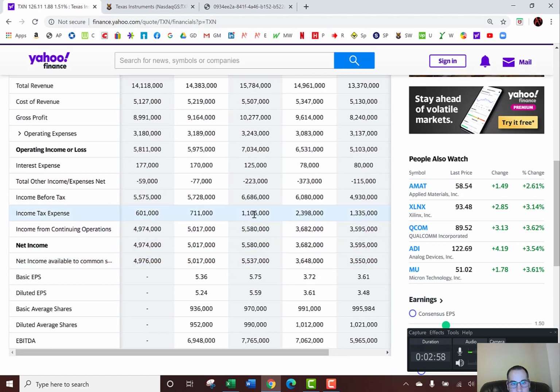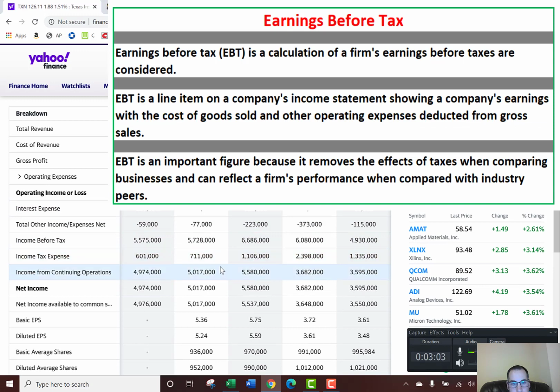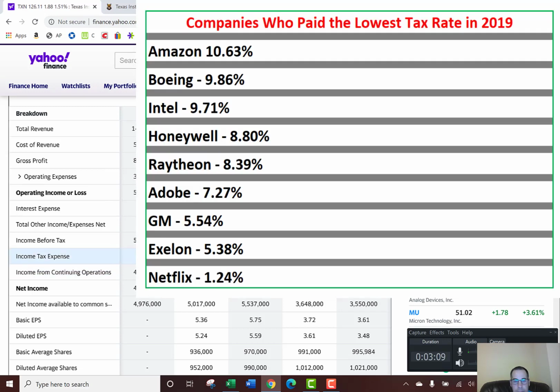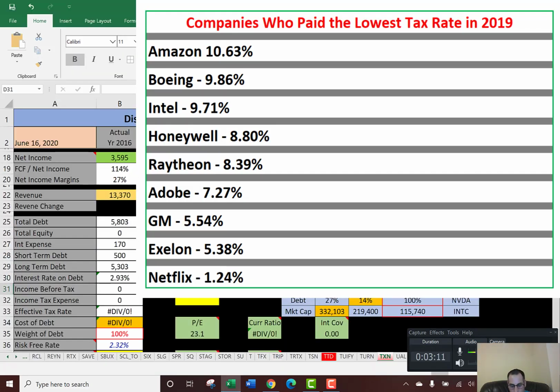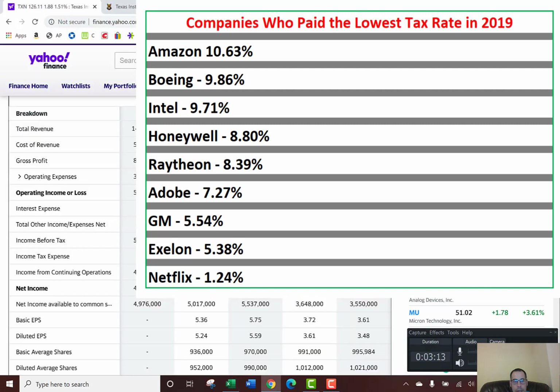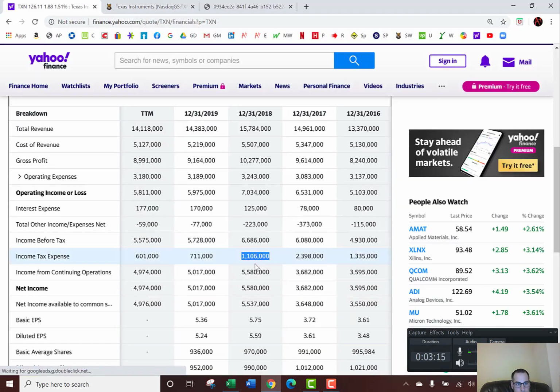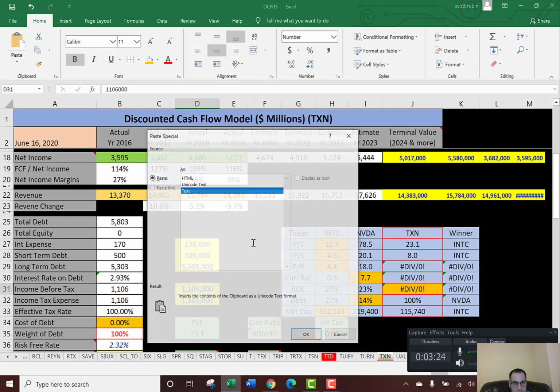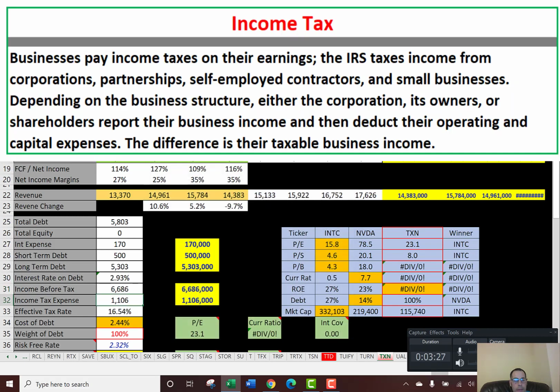So we want income before tax. And I think 2018 looks about right. It looks like in 2019 they paid a pretty low tax rate. So you would need to look at prior years to figure out why they paid so low, but 2018 looks about right. The income before tax is $6.7 billion, and the income tax they paid is $1.1 billion. So 17% effective tax rate, that sounds about right.